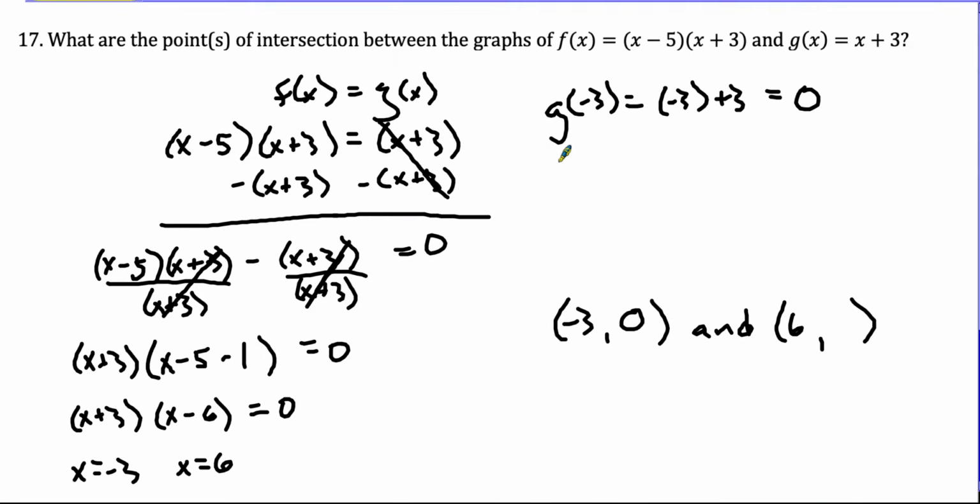Well, let's do the same thing for 6. If I plug 6 into my function, well, that just becomes 6 plus 3. 6 plus 3 is 9, so that tells me the y coordinate of this second point of intersection is 9.